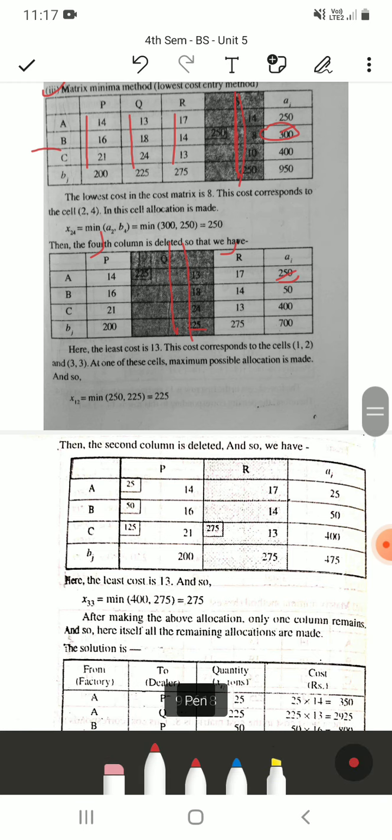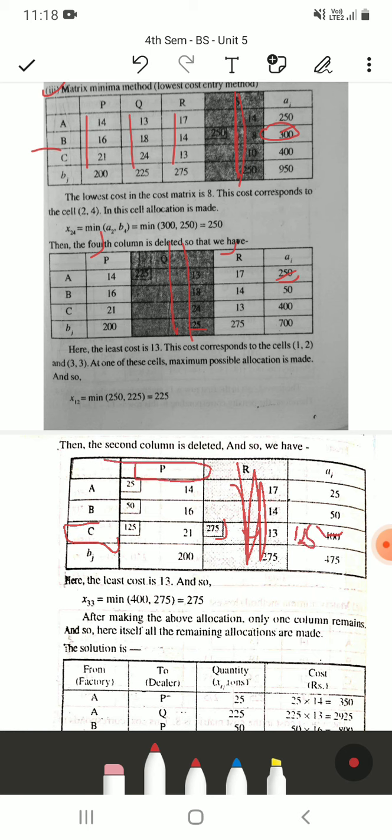Now again repeat the same step, check whichever has the least value in the cost matrix. Here 13 is the least value. Now you have to make the allocation. So here 275 is the least value, the minimum value, so the allocation is made. So this R column of the table is completely vanished because the dealer has completed his requirement. Now out of 400, 275 is already exhausted by factory C, so the remaining is 125.